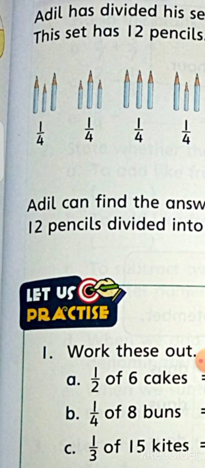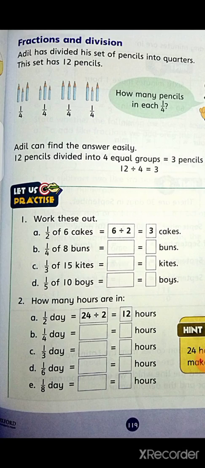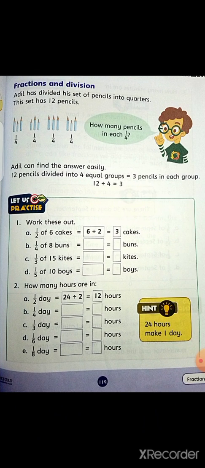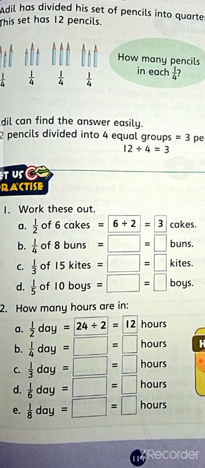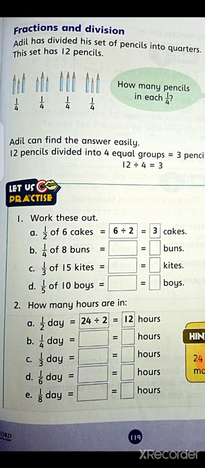1/4 is 3 pencils, another 1/4 is 3 pencils. In the same way, 12 pencils are divided into 4 equal parts and in each 1/4 there are 3 pencils. Let us practice question number 1. Work these out. A part. Can you tell the half of the 6 cakes? Total number of cakes is 6. Half means divided by 2 into 2 equal parts. How many times 2 is equal to 6? 2, 3 times is 6. So equal to 3 cakes.